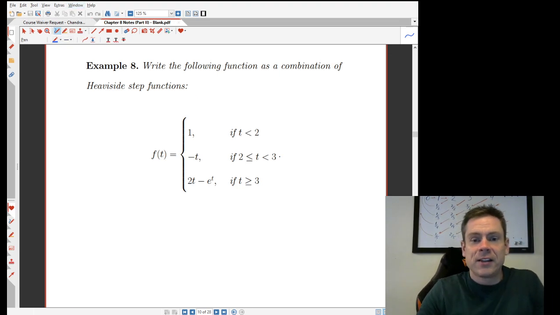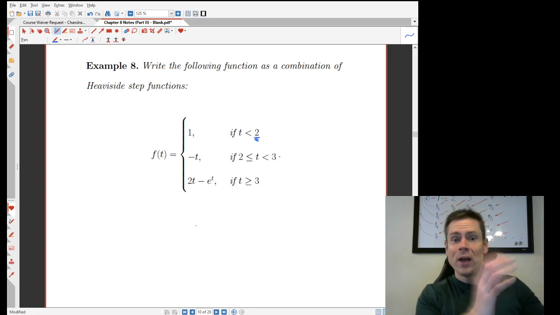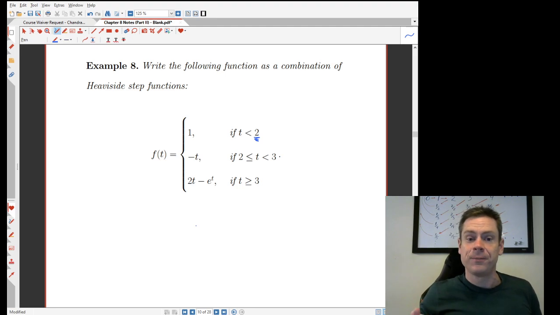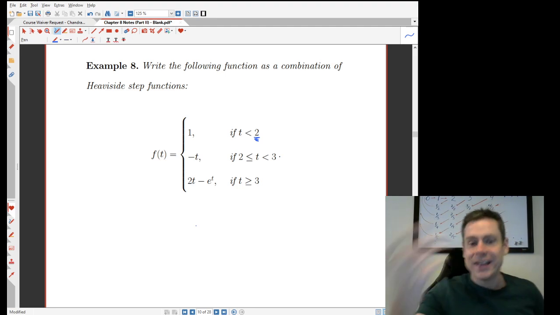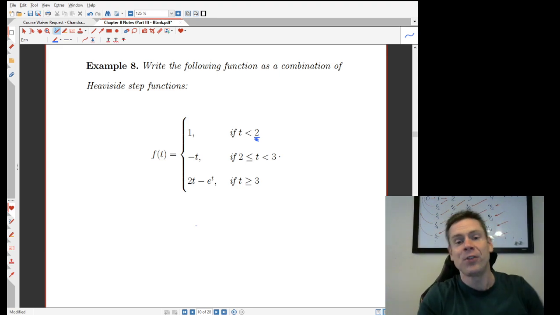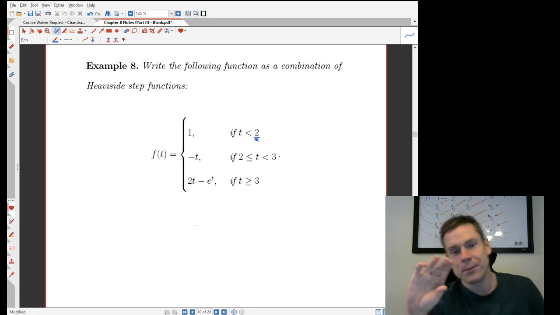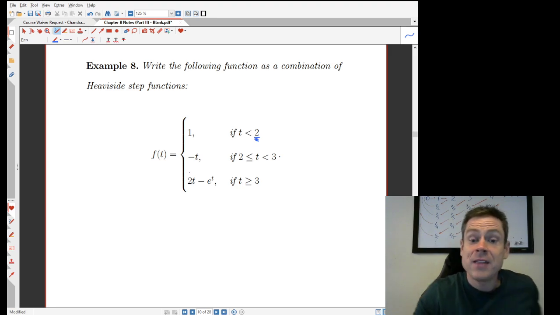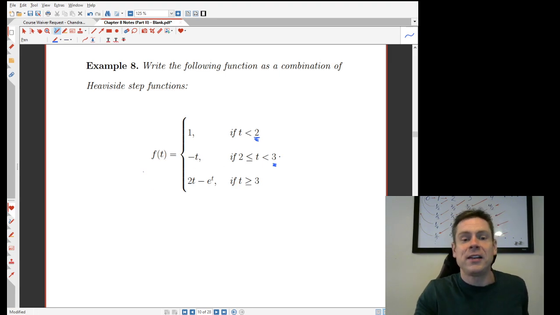If I take a look at this, there are 2 times when that behavior switches. At t equals 2, the behavior switches from 1 to minus t. So it was 1, and at that time I want to turn off the 1 and turn on the negative t. That means I'm going to have to add in the minus t at that time, while at the same time turning off the 1. So I'm going to have to multiply those different things by a particular Heaviside function. And then at t equals 3, things change again from minus t to 2t minus e to the t.